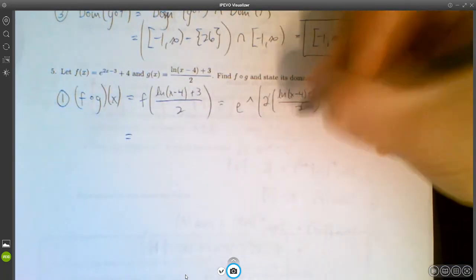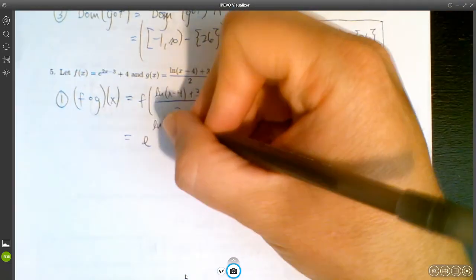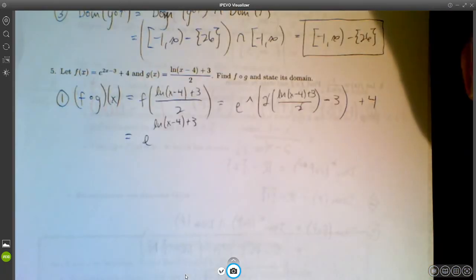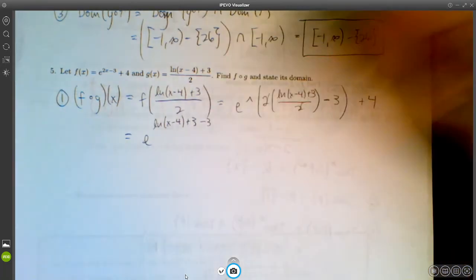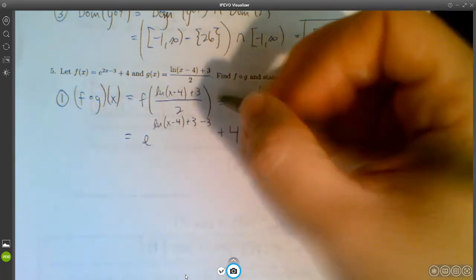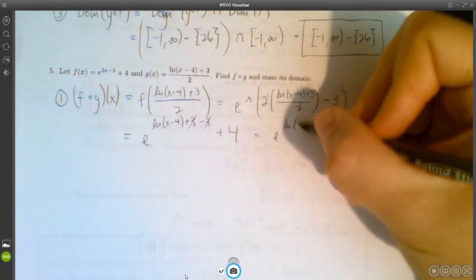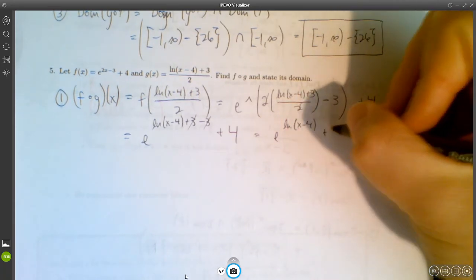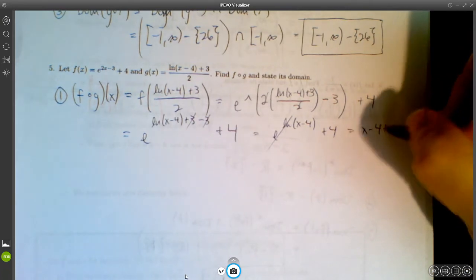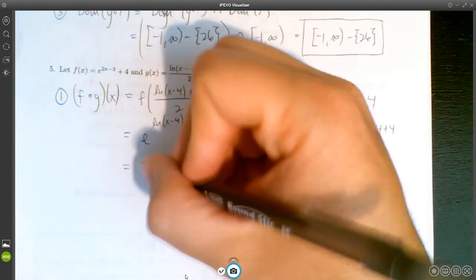Well, this 2 cancels that 2. So I get e to the power of ln of x minus 4 plus 3, minus 3 plus 4. Ridiculous, right? But anyway, this 3 and that 3 cancel. So this gives me e to the ln of x minus 4 plus 4. The e and the natural log cancel. This is just x minus 4 plus 4. Oh, and the 4s cancel. Oh my goodness, this is just x.